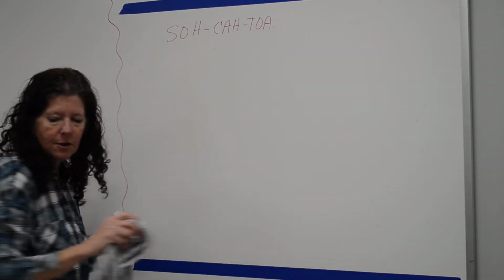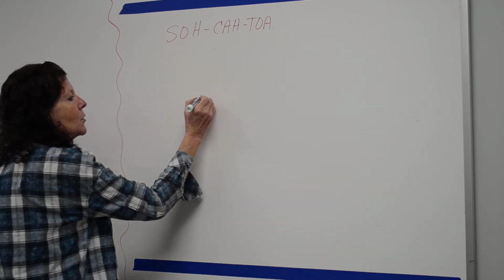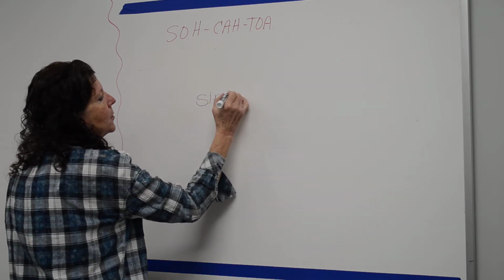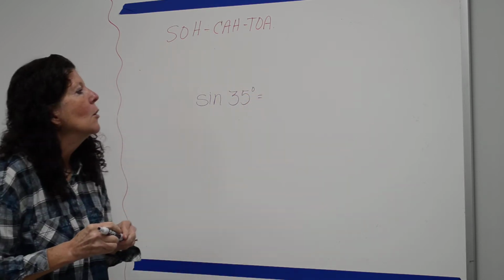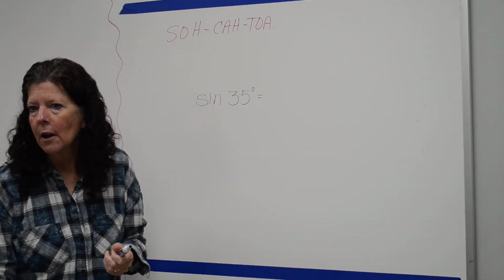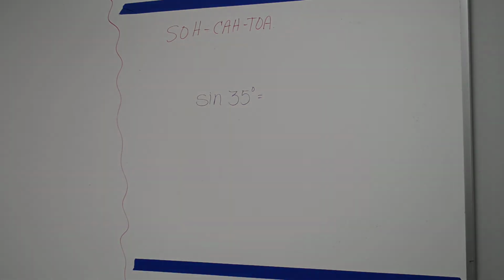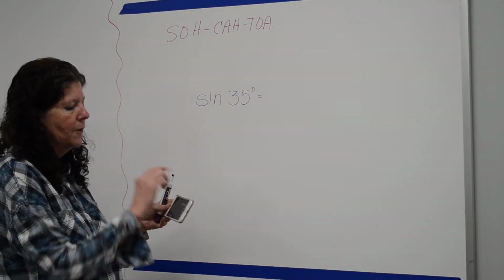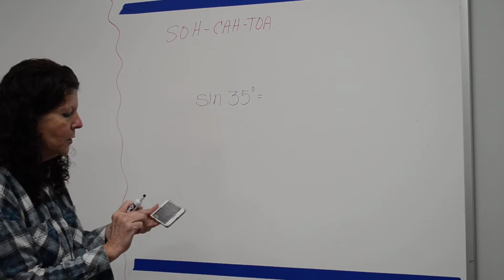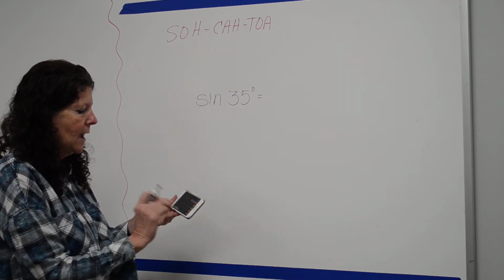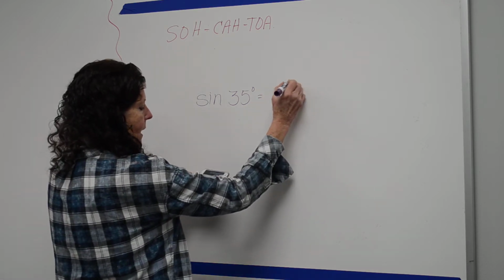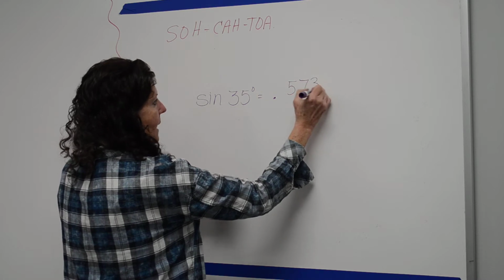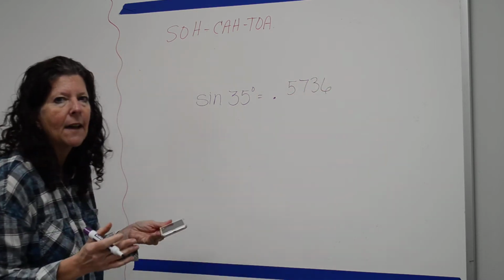Sometimes they ask you to find the actual value of certain angles. So they might give you a problem that says the sine of 35 degrees, but you have no triangle. All you can use is a calculator. Now, you're going to need a scientific calculator, which you can do by turning your phone sideways. So all you would do is type in 35, press the button that says sine, and it's going to give you 0.5736, and you would round it to 4 places after the decimal.